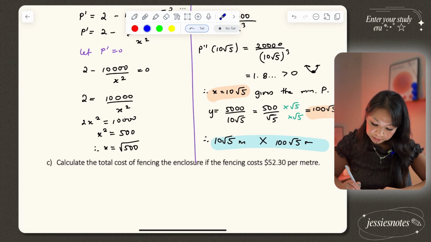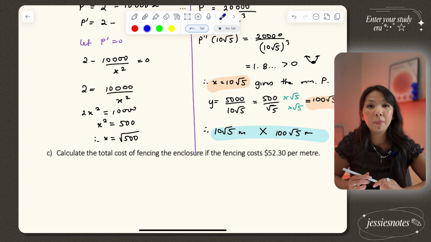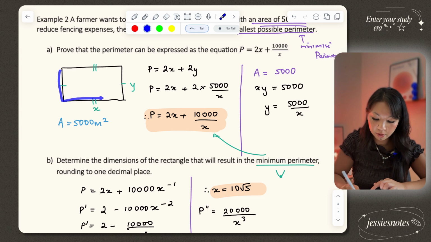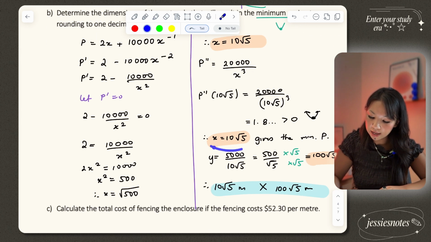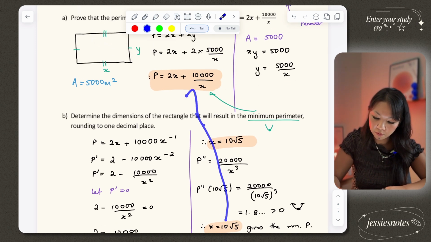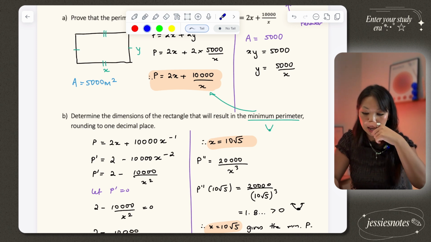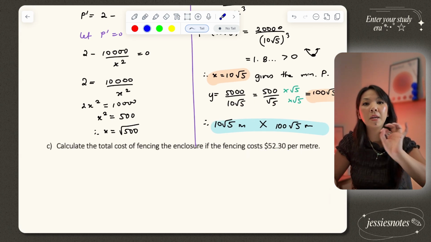And now the next step, C, says calculate the total cost of fencing the enclosure if the fencing costs $52.30 per meter. So when we're talking about the fencing around this enclosure, we're referring to the perimeter. So what we're going to do is substitute the x value that gives the minimum perimeter into the perimeter formula over here. That is going to give us the minimum length. And then we're going to use the fact that the cost is $52.30 per meter, so we're going to multiply it there.